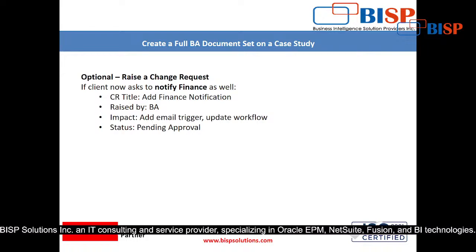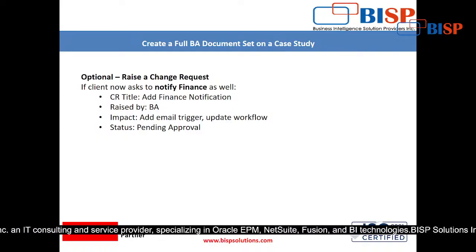Now this change request document is created. Again it's an Excel sheet, you can use any document, Word document or the Excel sheet, right? Now in this Excel sheet, what is the change request? So add the title, that is add finance notification. Okay, then raised by, who has raised it. Okay, so the business administrator. Now impact, add email trigger and update workflow, right?